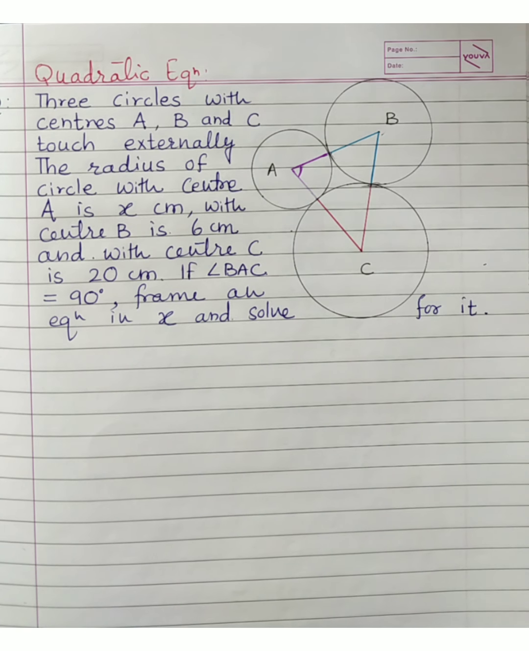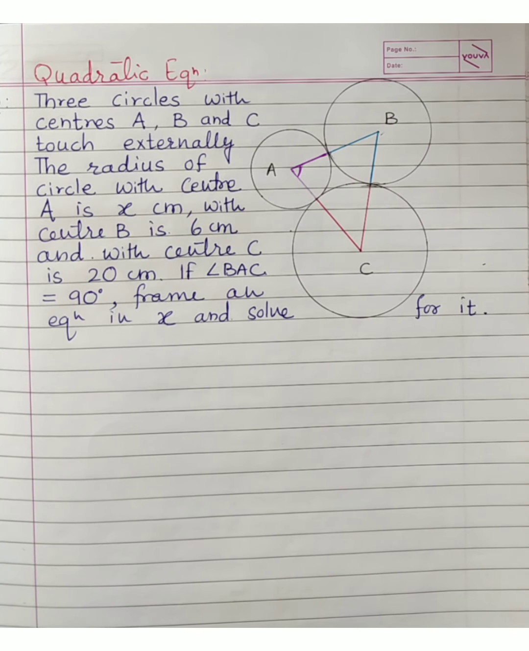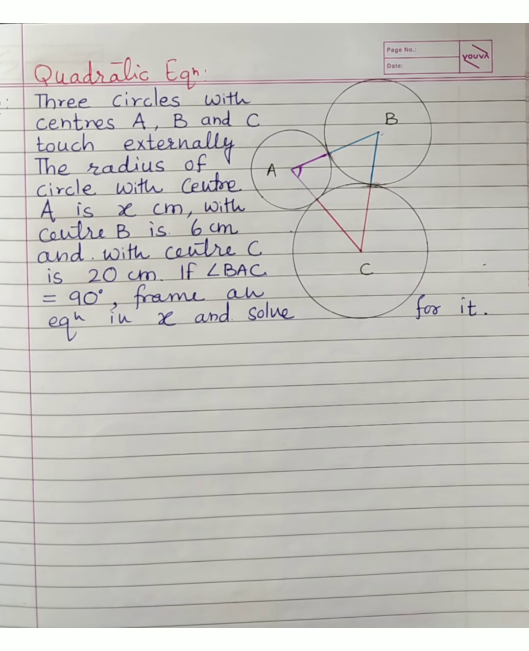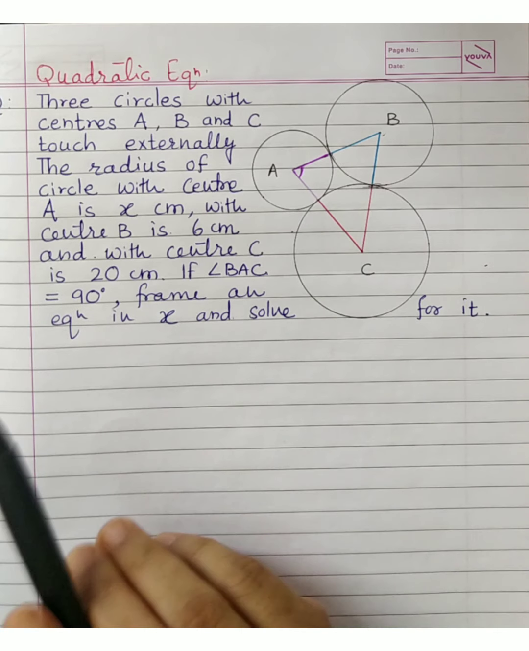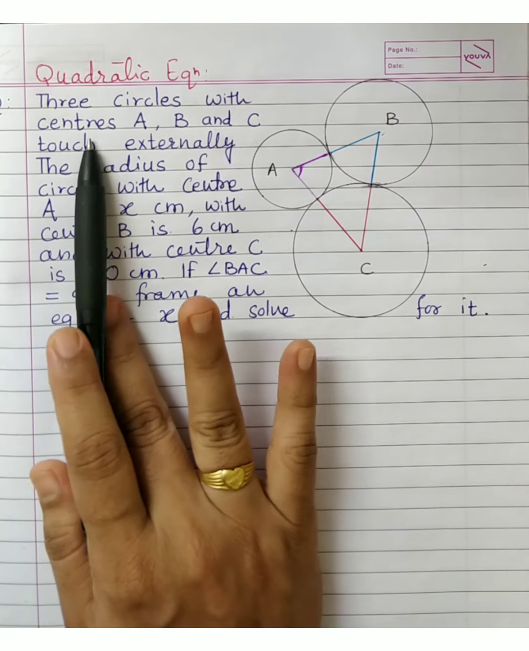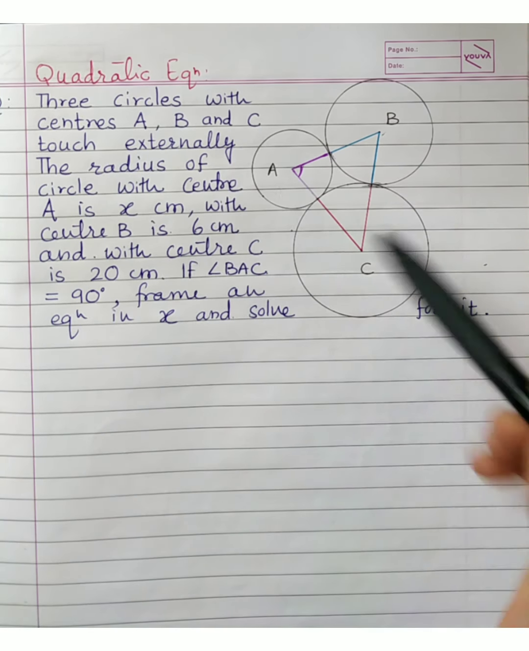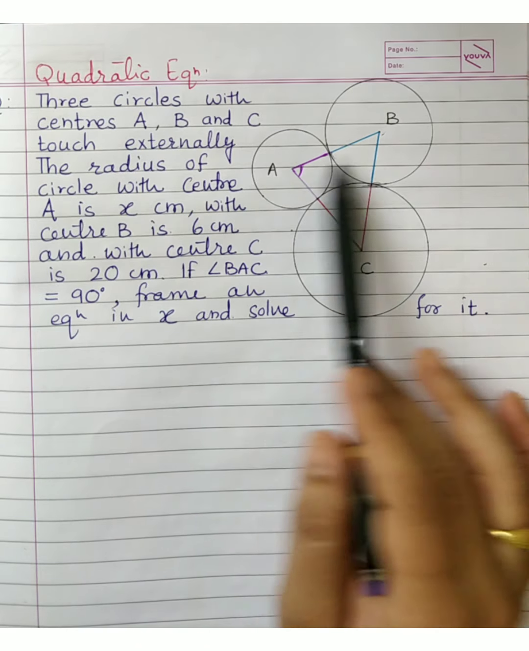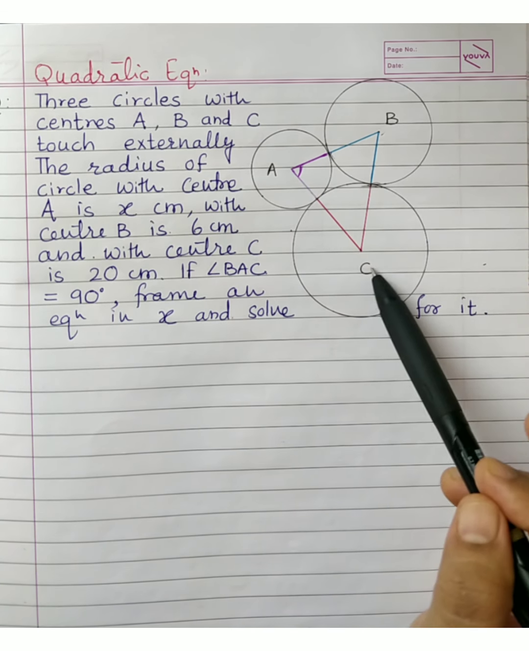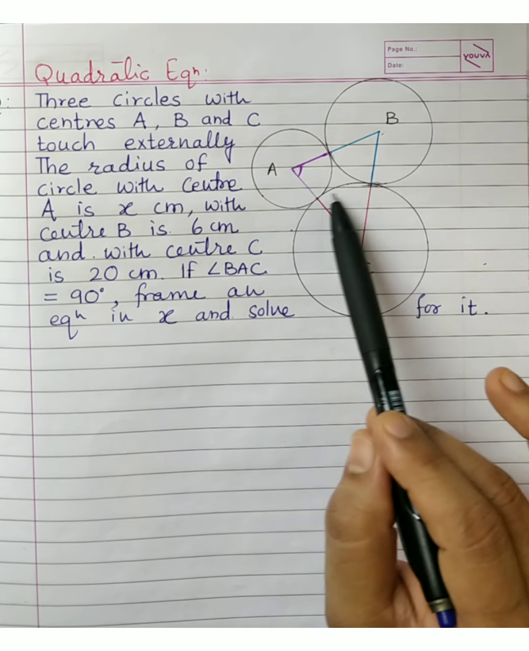Hello children, in the quadratic equations application part we are working on how to solve quadratic equation word problems based on geometrical concepts. See one more here. Three circles with centers A, B and C touch externally. So you can see the diagram here. Three circles, their centers are A, B and C. And how are they touching each other?